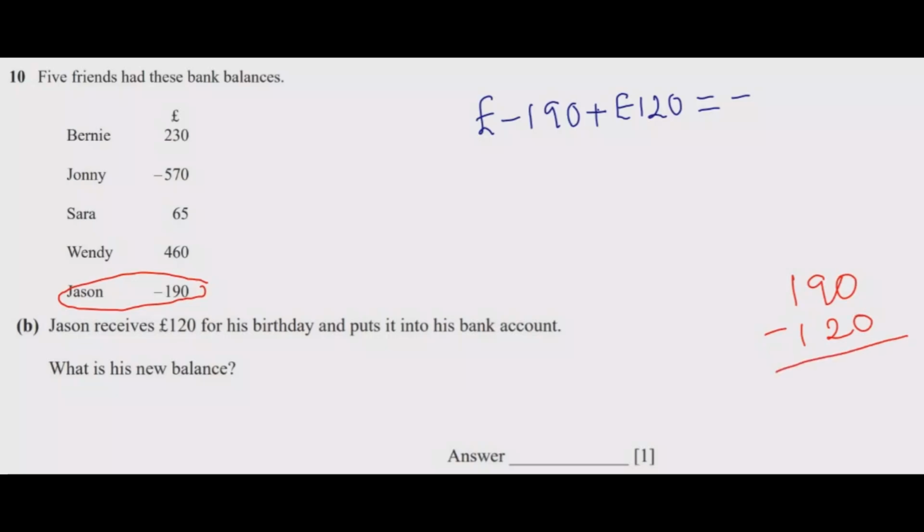Then we say 0 minus 0 will give us 0. 9 minus 2 will give us 7. 1 minus 1 will give us 0. So we can say that the difference of 190 and 120 is 70. So our answer here is going to be negative 70. So his new balance will be negative 70.